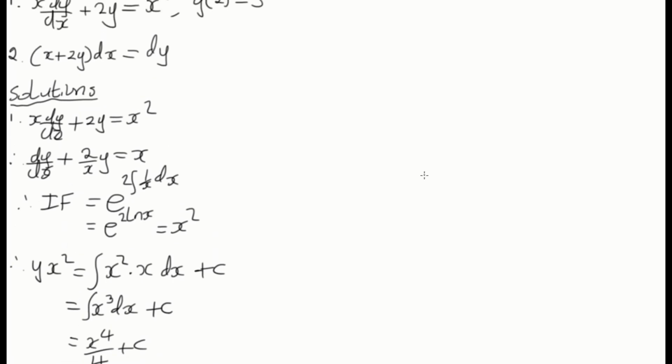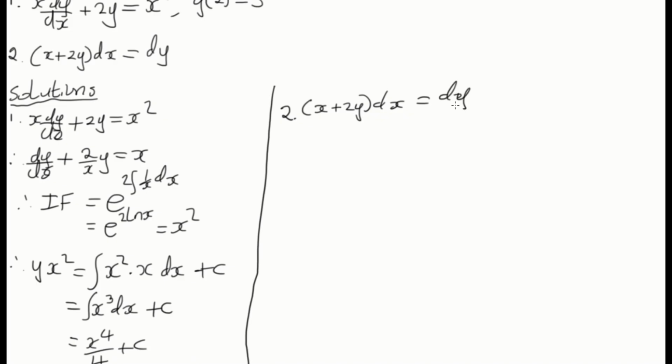Okay, so let's solve another one. I'll just draw a line like this. I may have to keep extending the line as we go down. Now let us see. Hopefully this problem will only just finish here. The second problem we have here is: x plus 2y dx is equal to dy.